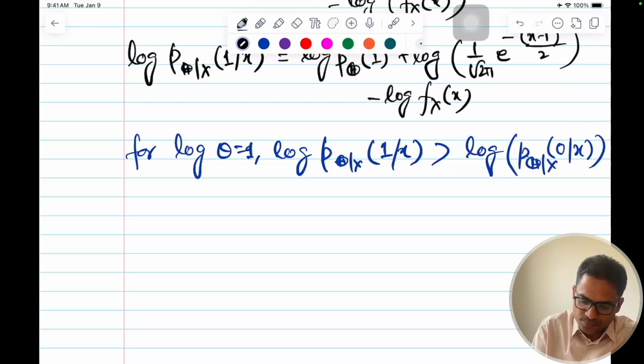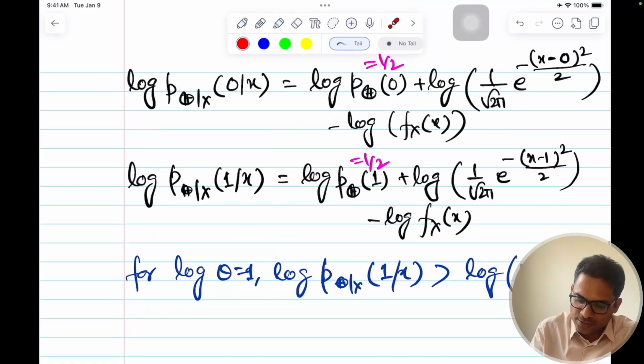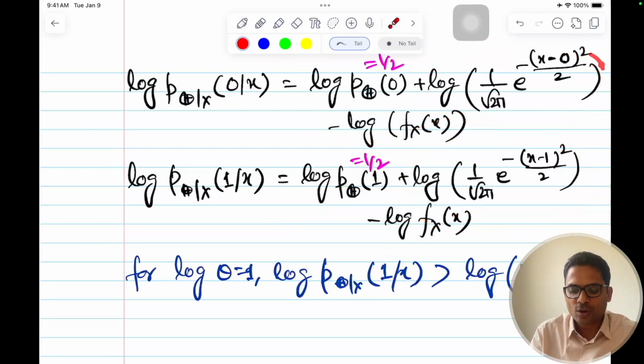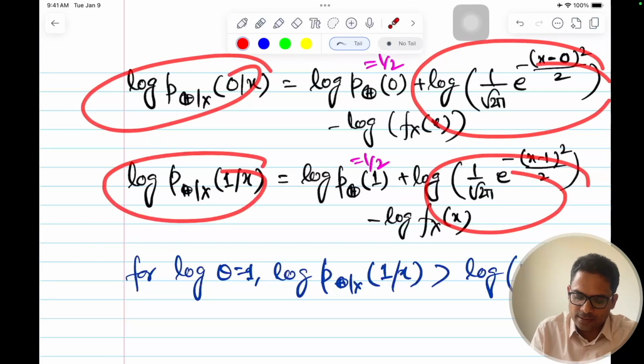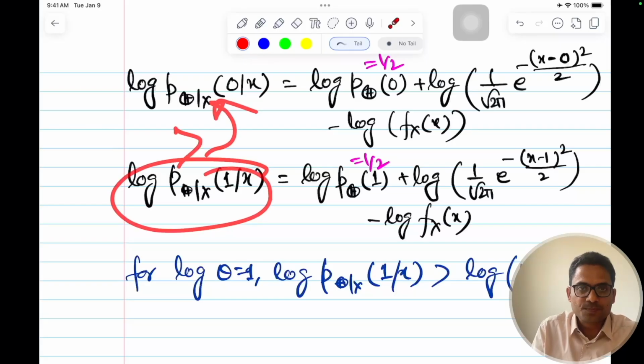This will be equal to this second term. So here, if you see, this is common. I'll cancel this out. Okay, this is common in both. This is also common. So the only thing that we compare is this value, the log of the Gaussian part. We'll compare this, and I'm assuming that this value is greater than this value.